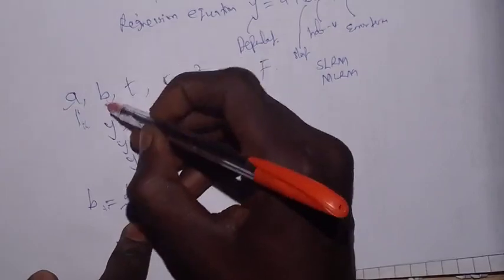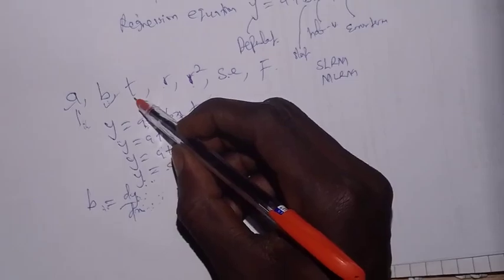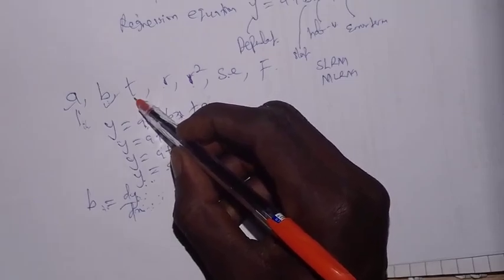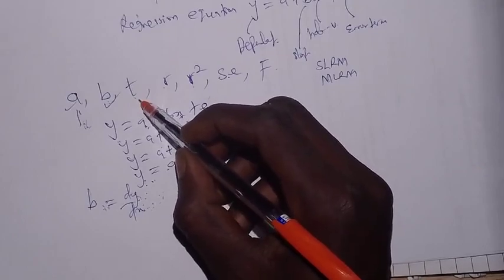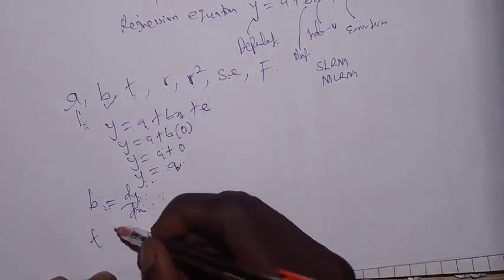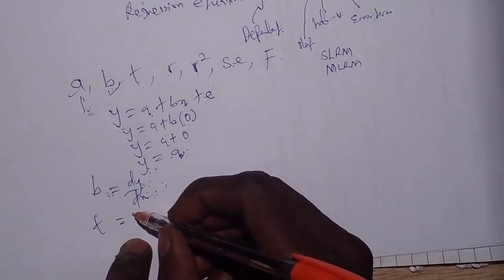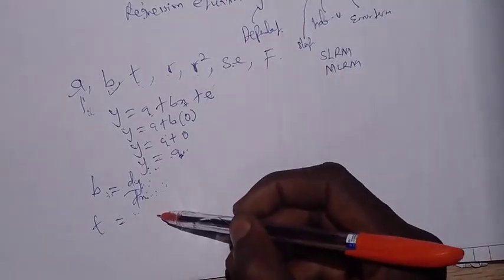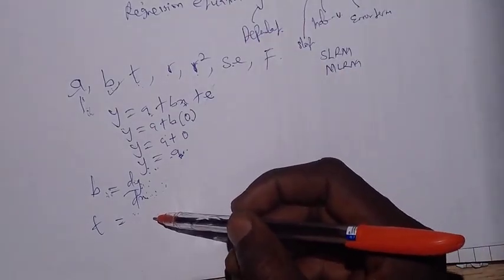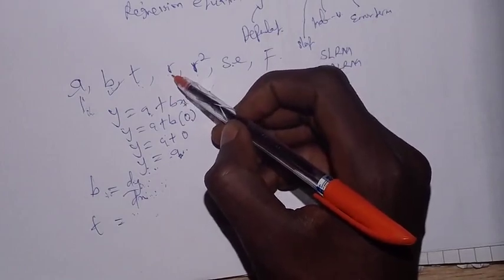Now we're done with this. T value is the level of significance of the influence of the independent variable on the dependent variable. Now next is R. R is correlation coefficient.